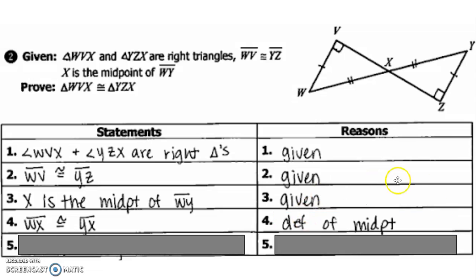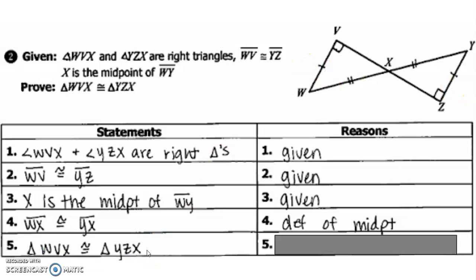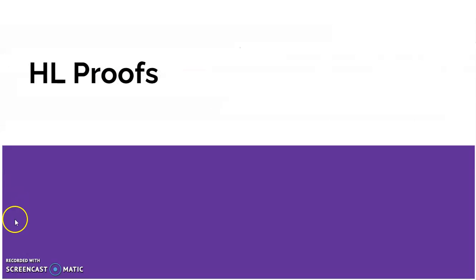Looking at our picture, we can see that with our right triangles, we have our hypotenuses that are congruent, and we have a leg that is congruent. So we can say that triangle WVX is congruent to triangle YZX using hypotenuse leg. So again, that's just for our right triangles, but when we have a right triangle, it's a really easy way to prove that triangles are congruent.